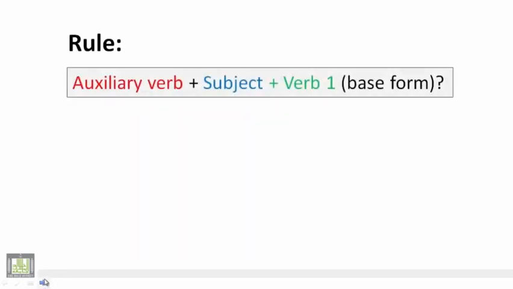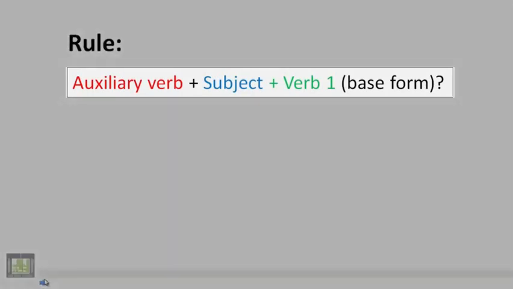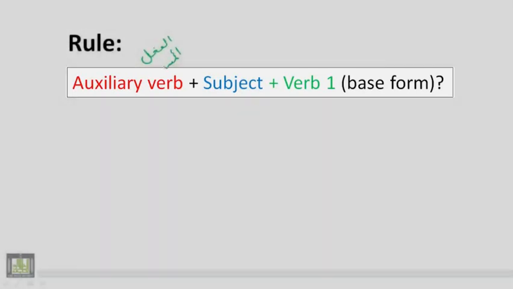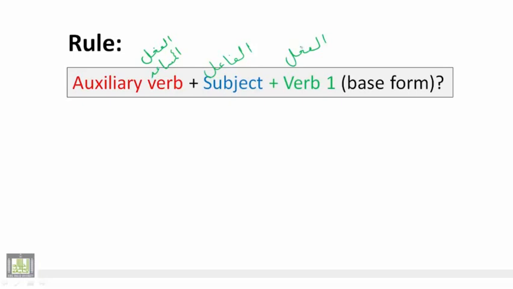The rule says, القاعدة في صياغة هذا النوع من الأسئلة هي كالتالي. We have an auxiliary verb, or what we sometimes call a helping verb, الفعل المساعد, plus the subject. إذا نبدأ دائما بالفعل المساعد followed by the subject, متبوعا بالفاعل, then the verb, الفعل الرئيسي في الجملة, ويجب أن يكون في الصورة الأولى without any inflections or additions, دون أي إضافات مضافة على الفعل.